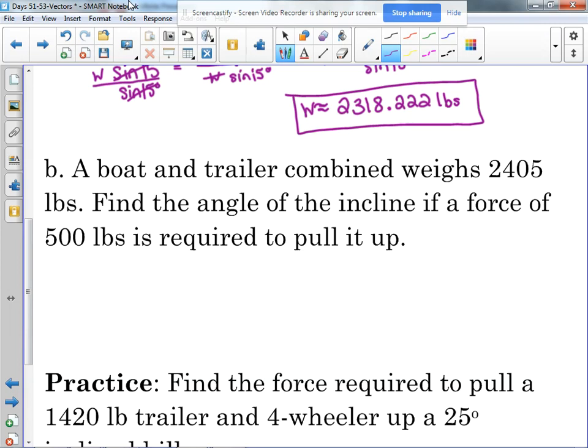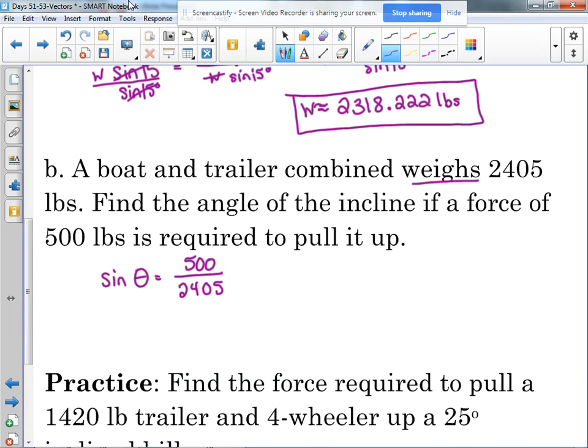You can be asked to find any of these three pieces of information. So we just found the weight. Let's look at B. A boat and a trailer combined weigh 2,405 pounds. So this time we know the weight. Find the angle of the incline if a force of 500 pounds is required to pull it up. So sine of, we don't know the angle. You can use theta, you can use x, it doesn't matter, just put a variable there. The force goes on top, the weight goes on bottom.